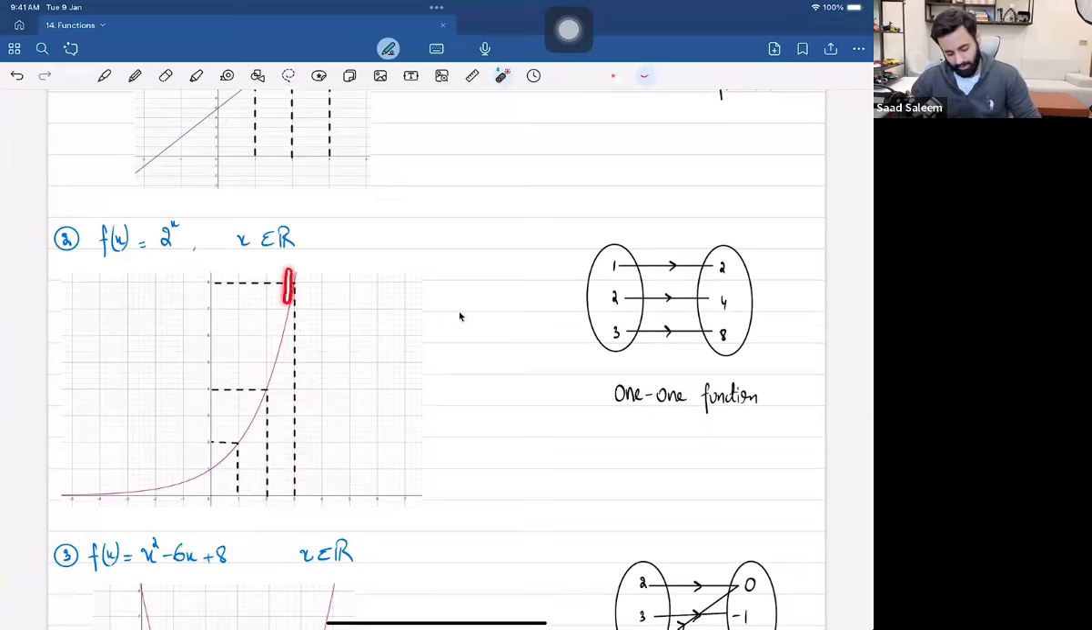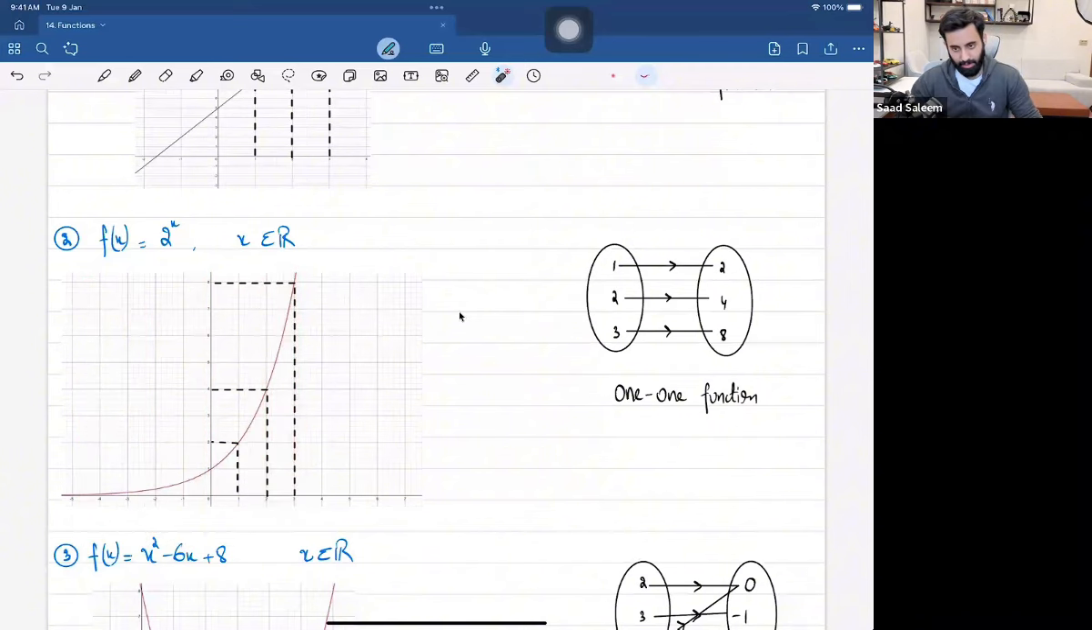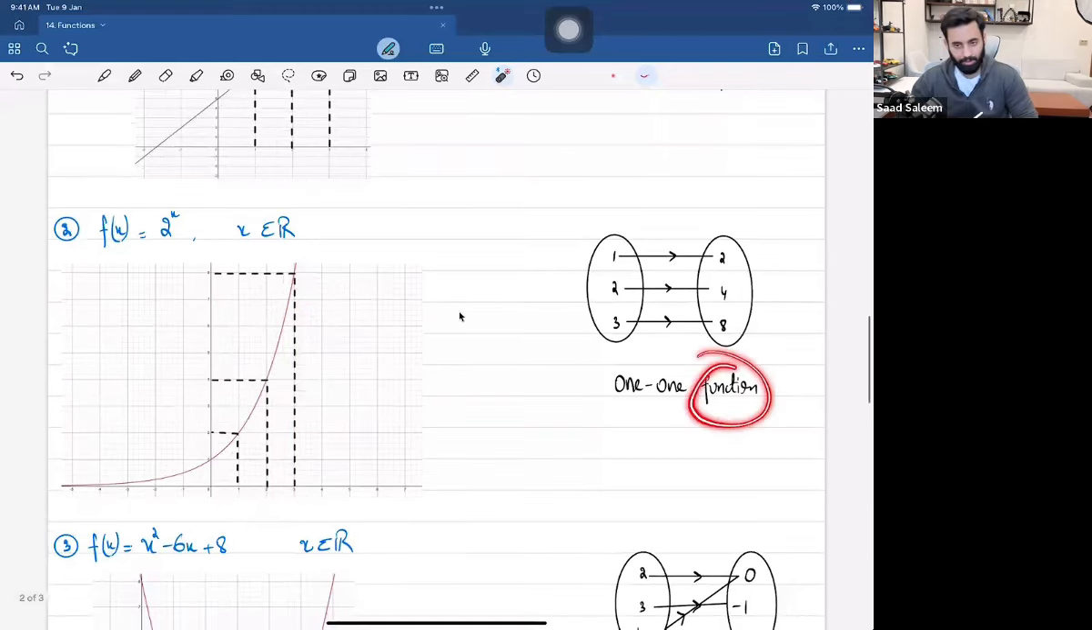Okay, let's look at an exponential function. Is there a point where, if I draw a vertical line at that point, it will cut it twice? Is there a point anywhere on this graph where you might say that? No, there isn't. Which means it passes the vertical line test, which means it is a function.